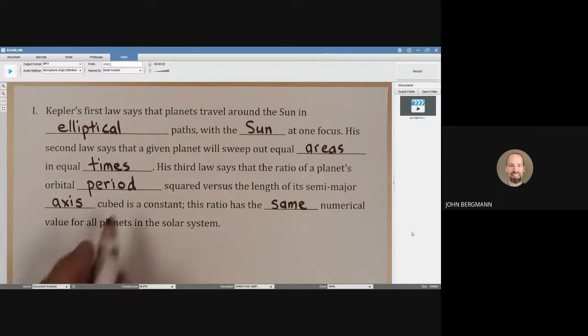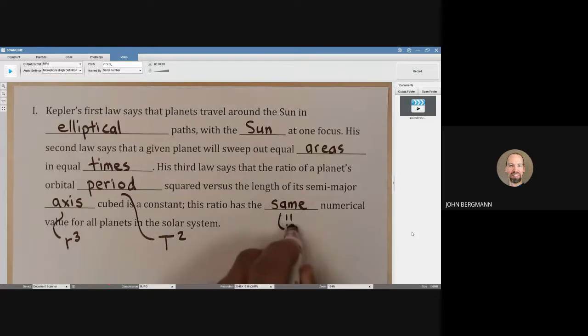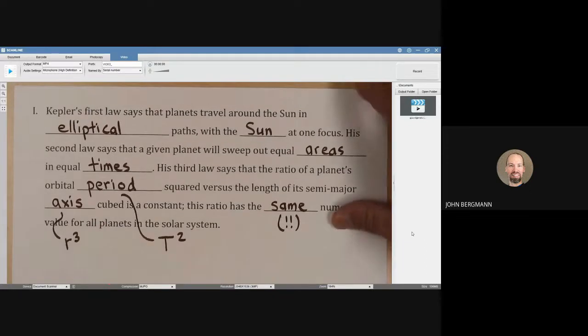What this says is period squared, period is capital T typically, and the length of the semi-major axis cubed, there is a constant that holds such that this number cubed divided by that number squared, if you did that for every planet in the solar system, you'd get the same number. That's kind of cool. You might think, where did this come from? R cubed and T squared? How do you get that?